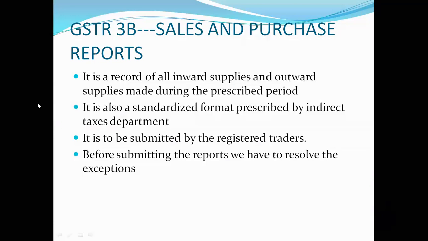Then we have GSTR 3B, which is a combination of sales and purchase reports. It is a summary of all the inward supplies and outward supplies made during the prescribed period. Suppose for the month of June, you have to enter the details of the month of May, last month. Then it is also a prescribed format, designed by the indirect tax department, the CBIC department, and submitted by the taxpayer. Again, same as before, before submitting reports, you have to clearly remove the errors in the GSTR 3B.